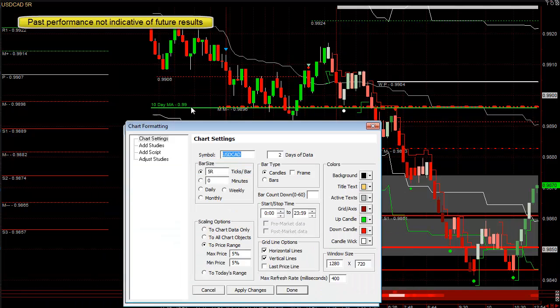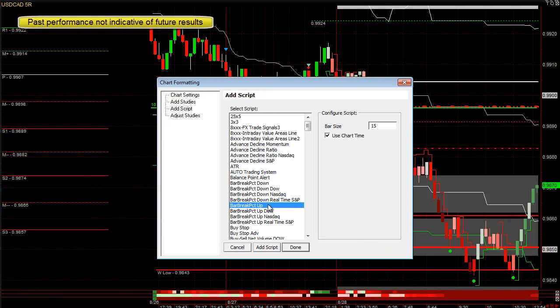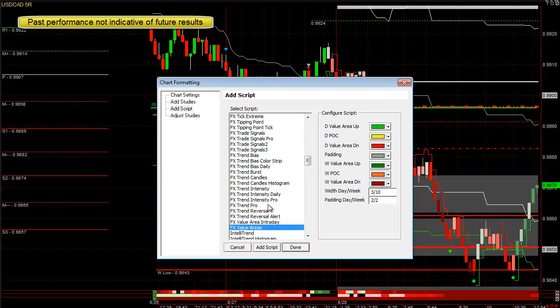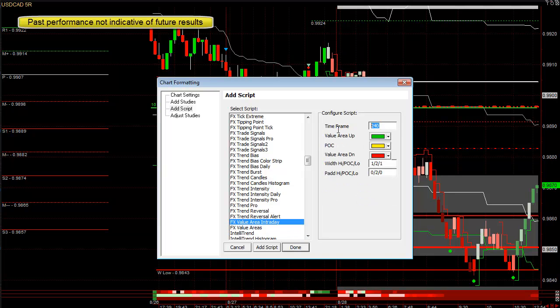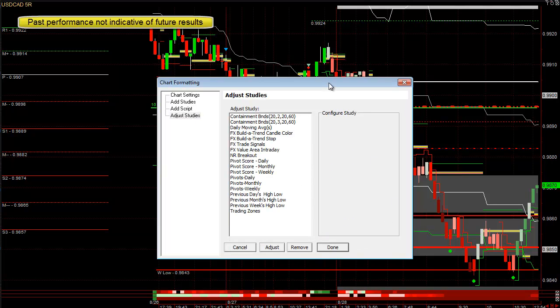Let's put on the hourly intraday value areas. And again, what this is showing you is where the market spent most of its time during the previous hour. The green and red showcase 68% of the trading activity for the previous hour. The yellow is the point of control. If you only want to see the point of control and not have the upper and lower value areas, you can put the width on here as 0.